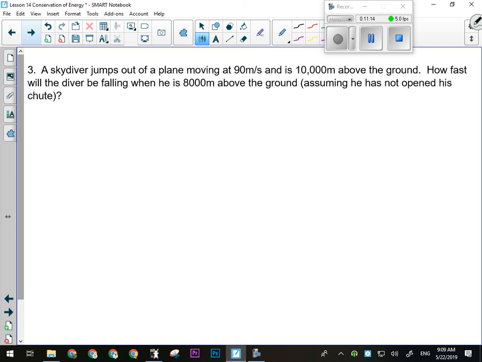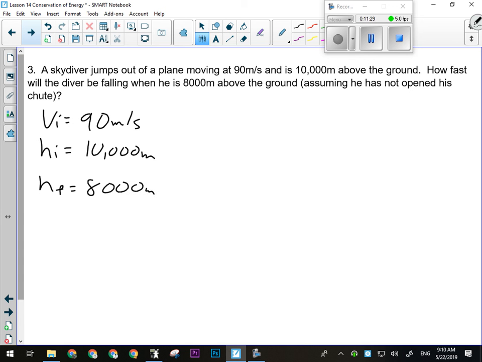What we do know is our initial speed, 90 meters per second. We know our initial height, 10,000 meters, and we know our final height, 8,000 meters. So if you jump out of a plane, do you have mechanical energy? Yes. That's the problem with jumping out of a perfectly good plane: you have a lot of mechanical energy, and you have the potential to do a lot of work on the ground when you hit it. So that can be bad.